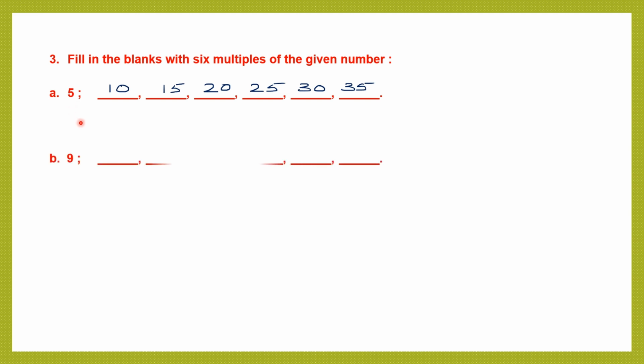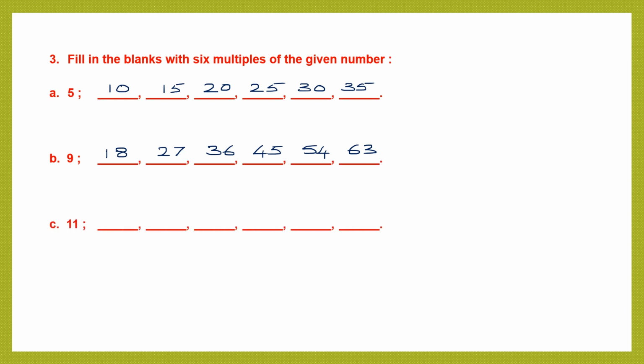Let's go to the next one. So here now we have to fill in the blanks with 6 multiples of 9. You just have to say the tables of 9. 9 ones are 9 is already there. 9 twos are 18. 9 threes are 27. 9 fours are 36. 9 fives are 45. 9 sixes are 54. 9 sevens are 63. So we've got 6 multiples of 9.